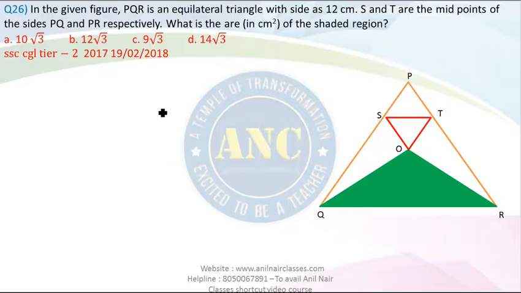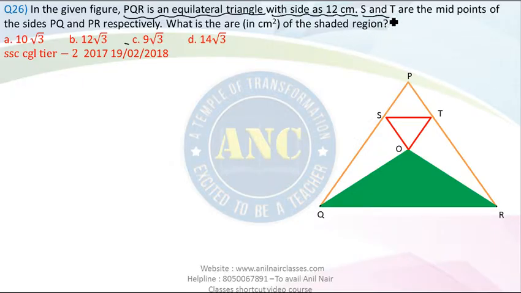Another original SSC CGL Tier 2 2017 question. Let us understand and solve it right now. See here, in the given figure, question number 26. PQR is an equilateral triangle with side as 12 centimeter. That means PQ will be 12, QR will be 12, RP will also be 12. That is point number 1.